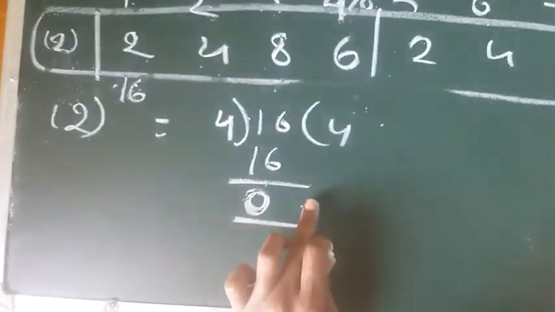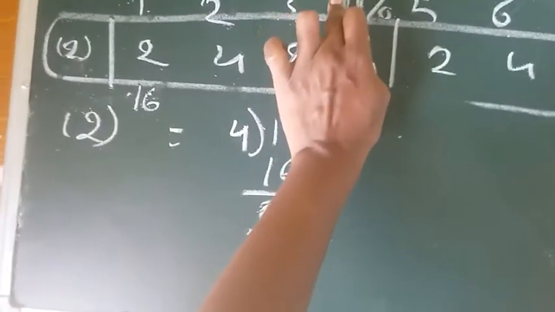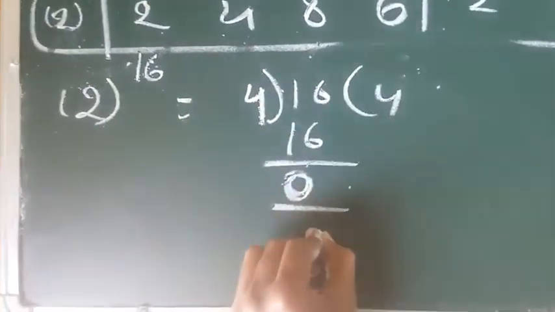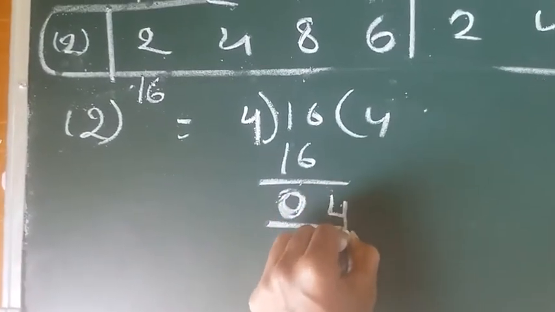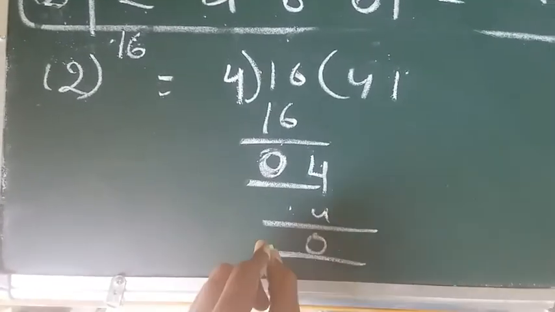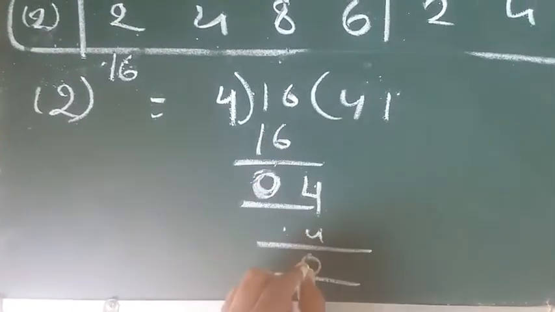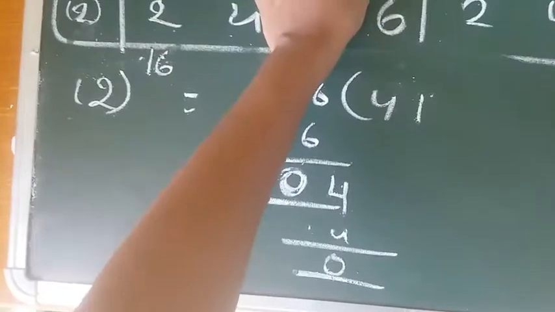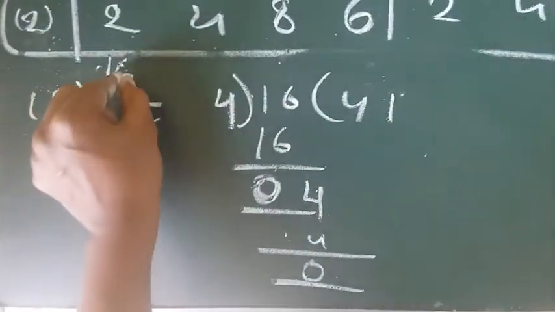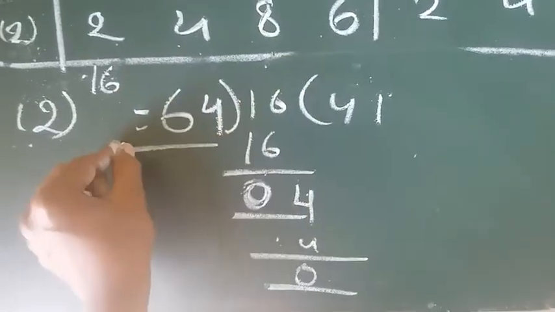So when you get the remainder 0, consider the power 4. Because when you divide with 4, you never get 0. Because if you get 4, you again divide with 1. 4 ones are 4, again you get 0. So when you get remainder 0, you should consider 4 as power. 2 power 4 units place is 6. Hence 2 power 16 units place is also 6.